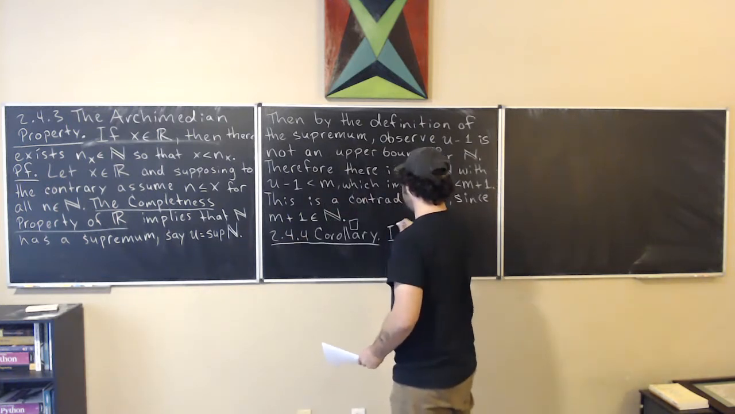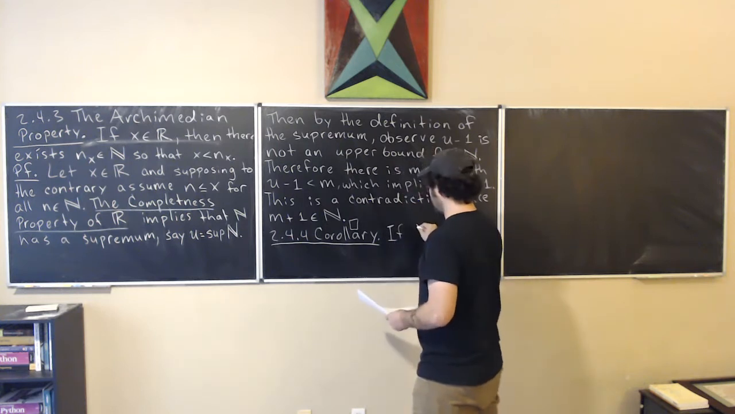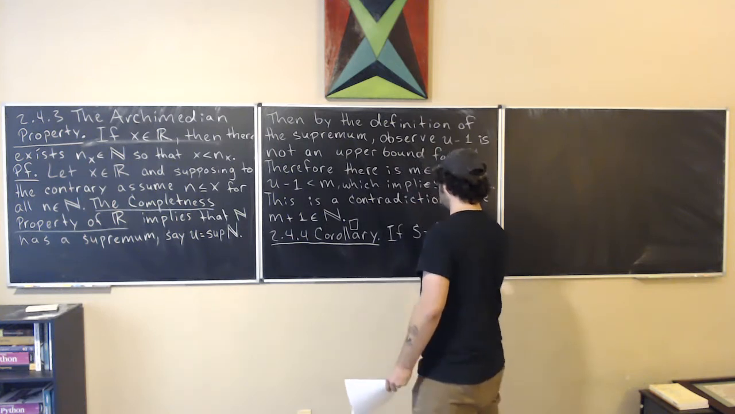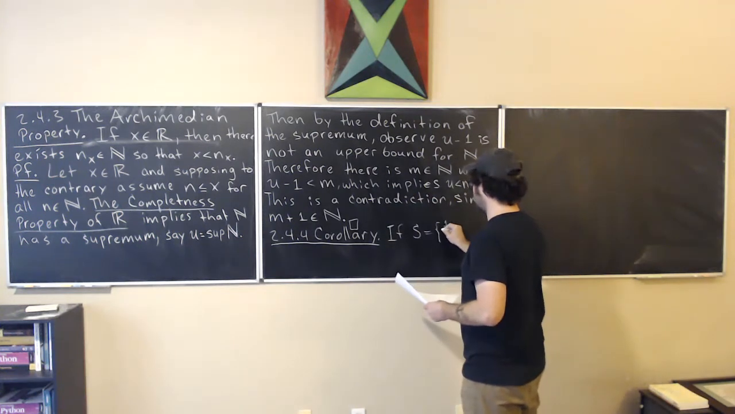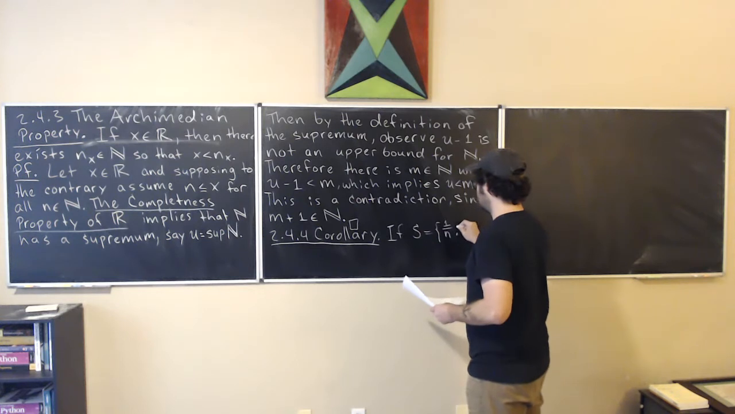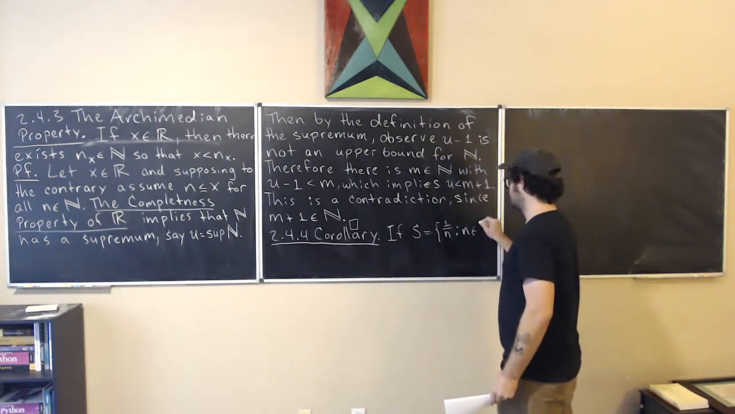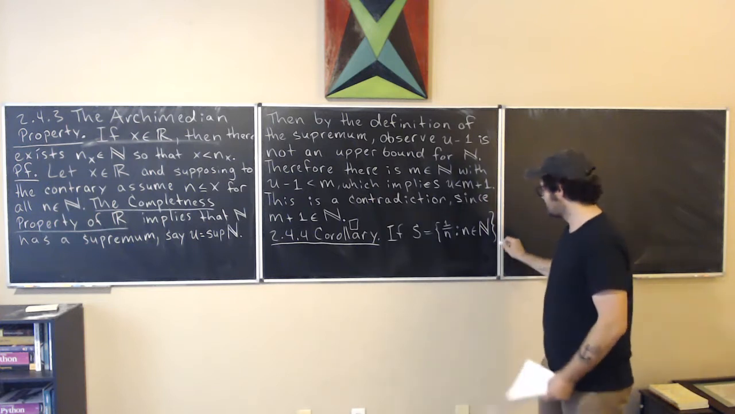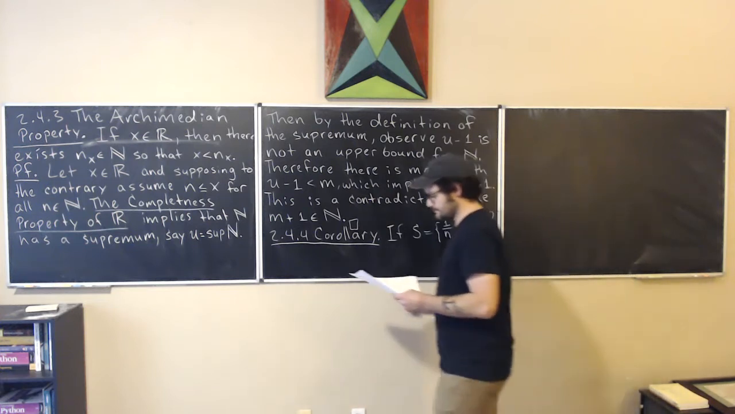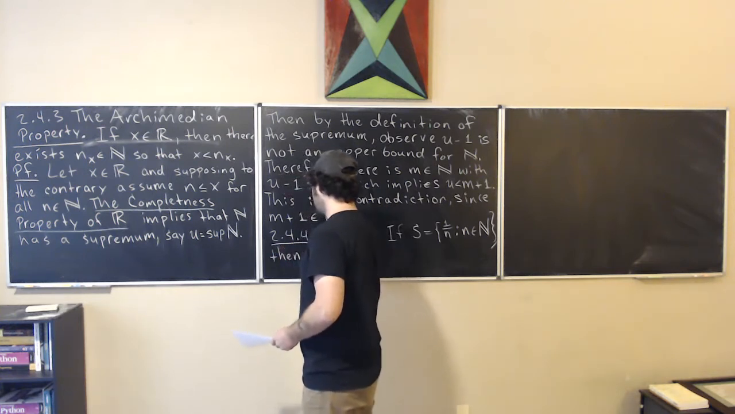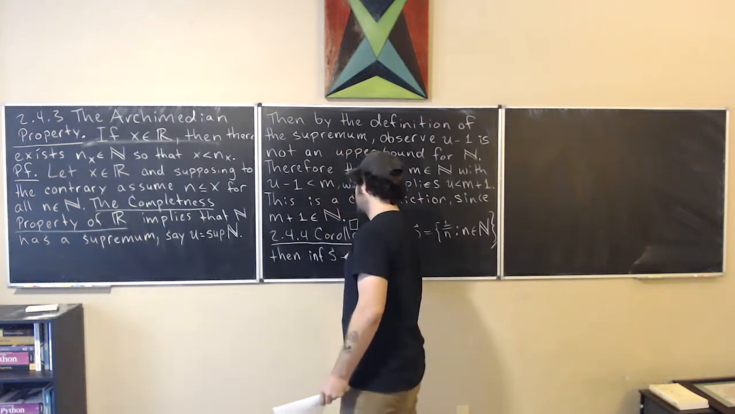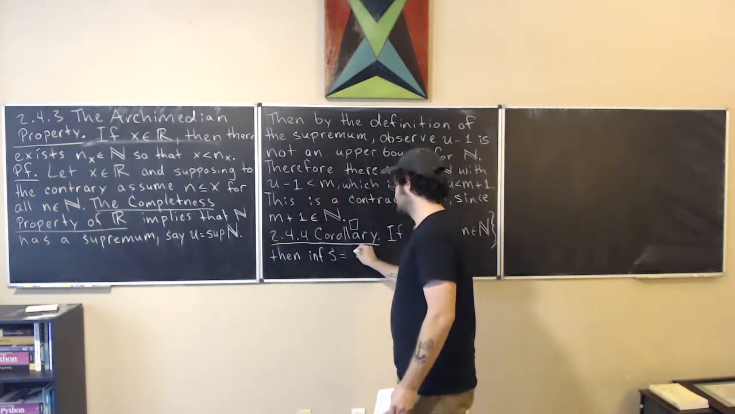So if S is equal to the set of all 1 over n, such that n is a natural number, then the infimum of S is equal to 0.